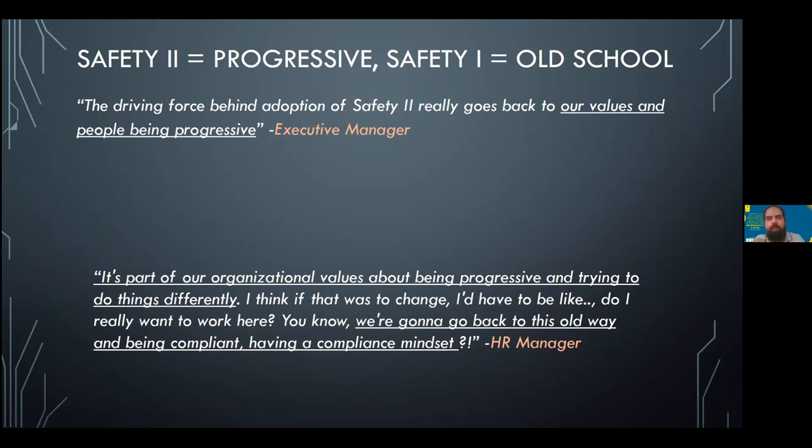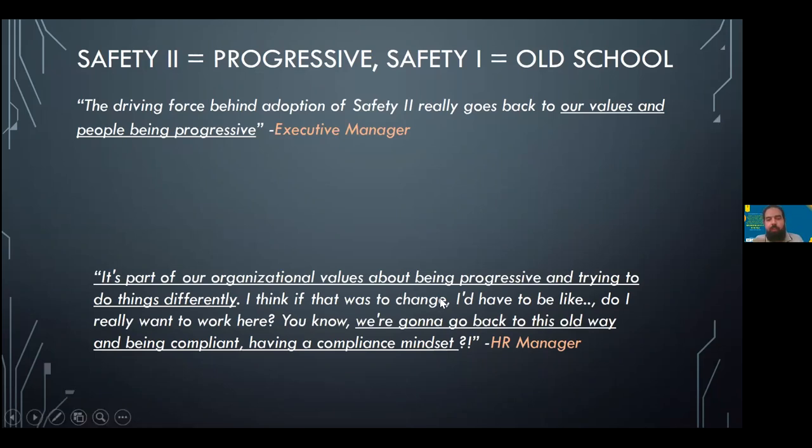For example, the executive manager says, "The driving force behind adoption of Safety 2 really goes back to our values and people being progressive." So you can see how he is referring to progressiveness as the reason why they like Safety 2, because it's an innovative theory. The HR manager is saying, "It's part of our organization values about being progressive and trying to do things differently." So this is a very attractive idea of being different and innovative in the market.